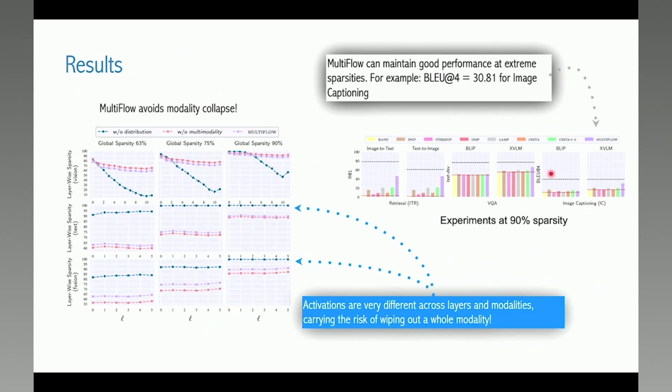Another interesting thing is that we asked ourselves, what happens if we are very extreme in pruning? What happens if we are requiring like 90% of sparsity? I think that multi-flow is pretty robust with respect to previous approaches when we are requiring significant sparsity. For instance, for image captioning, we have a quite good BLEU score.